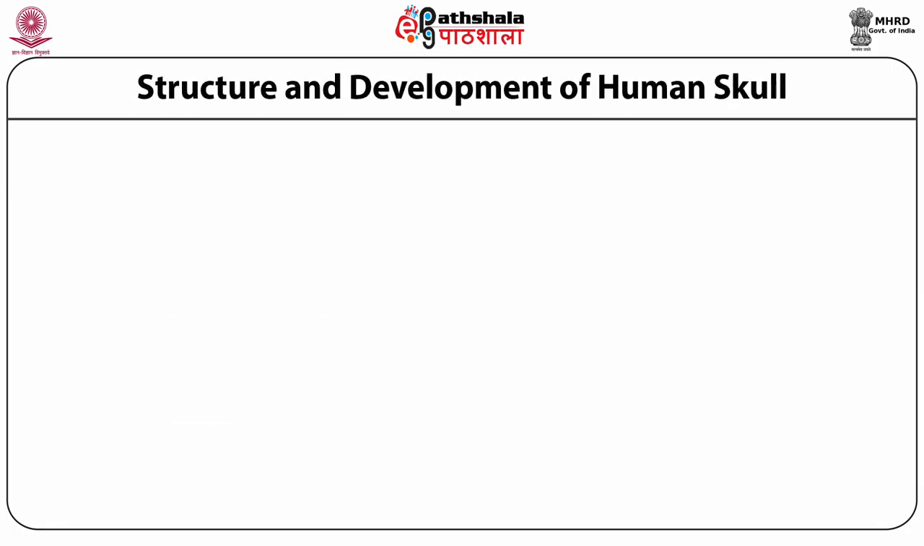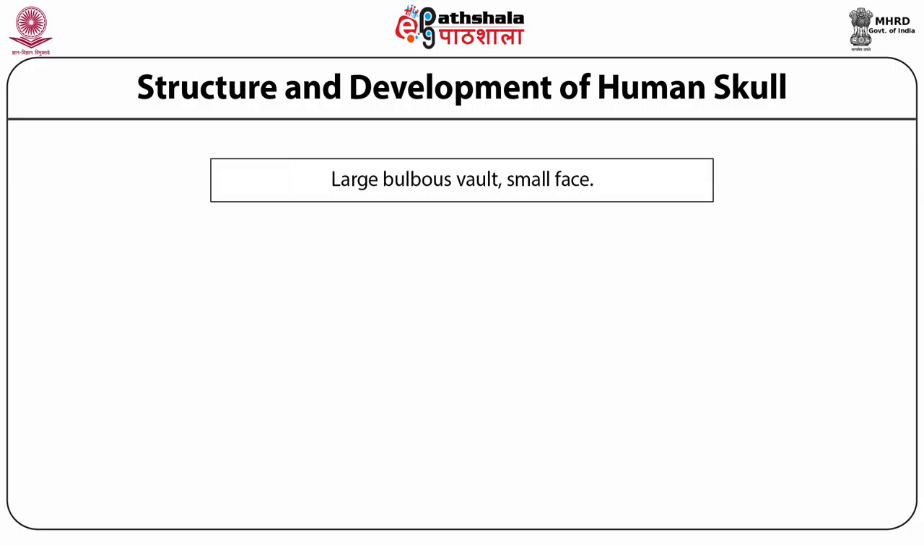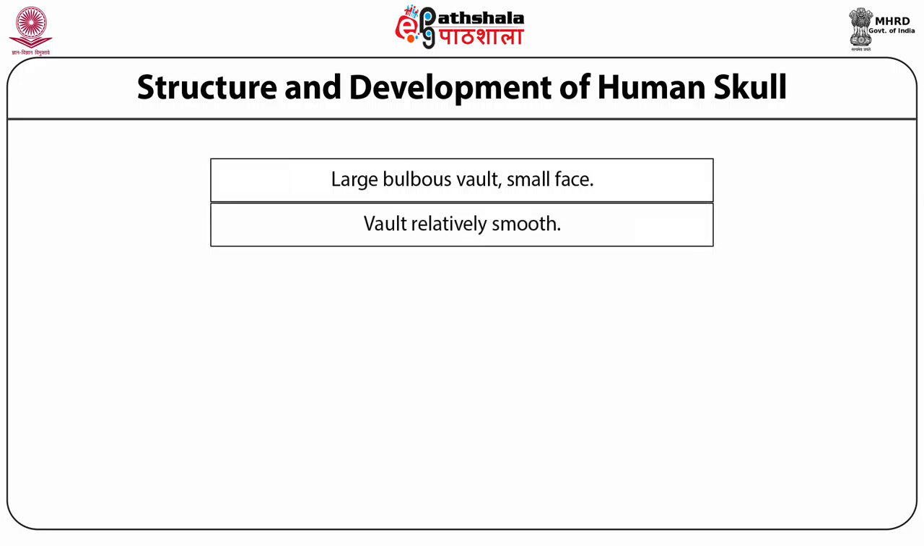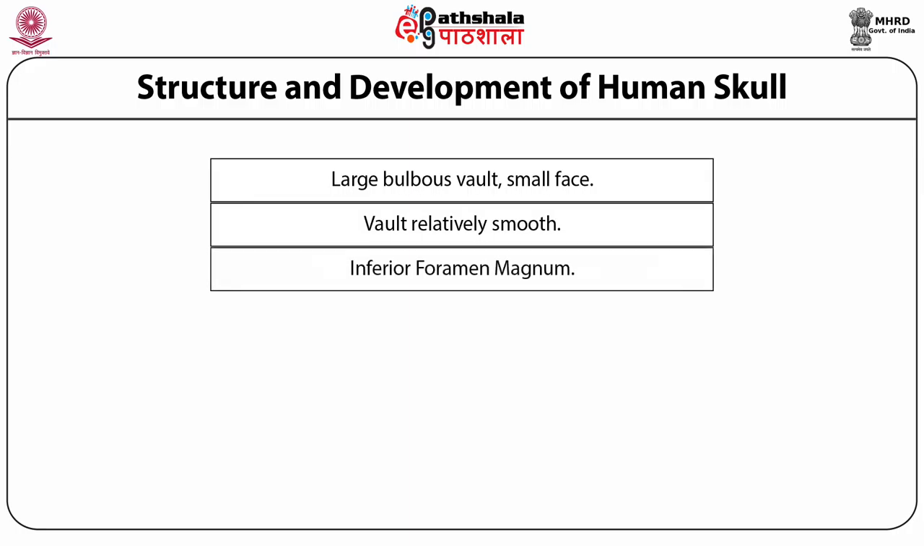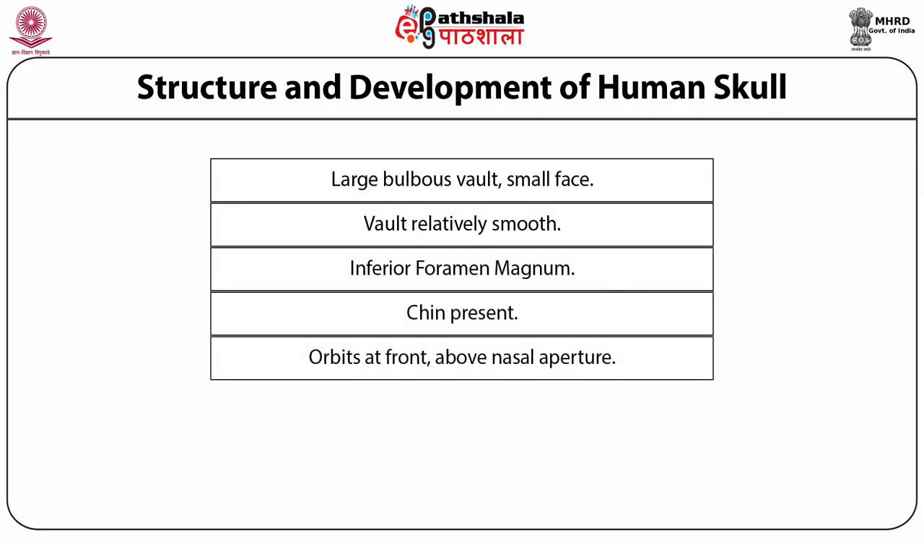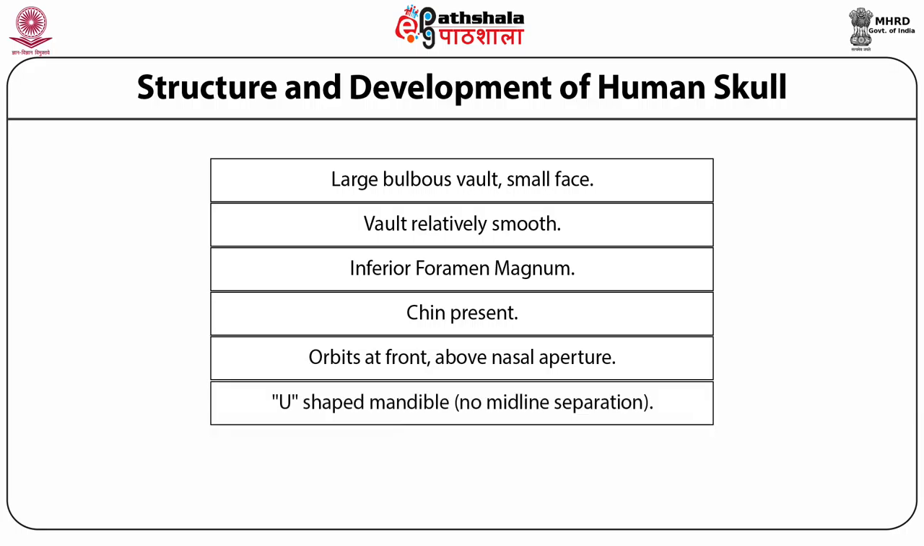When we see from this table, first is large bulbous vault, small size, then vault relatively smooth, then inferior foramen magnum, chin present, orbits at front above nasal aperture, and lastly, U-shaped mandible, there is no midline separation.